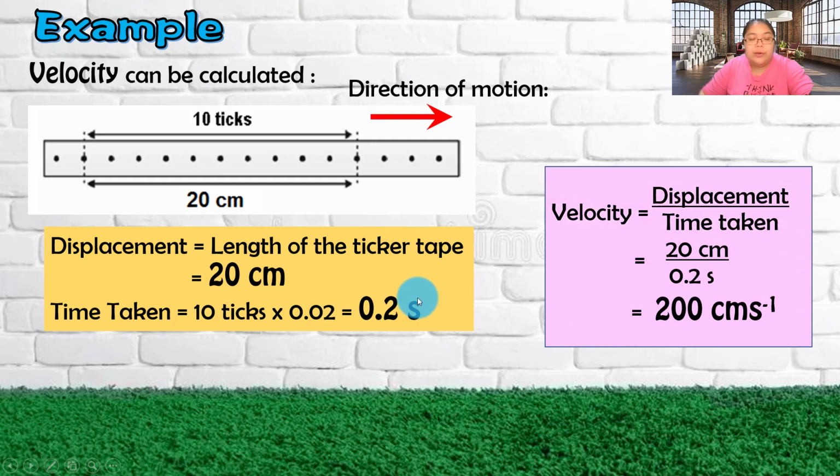Okay, so from here we can do the calculation for velocity. Velocity equals displacement over time. Now your displacement is 20 cm, time taken is 0.2. So finally I get the answer 200. Because you're using cm, then we put cm s^-1.